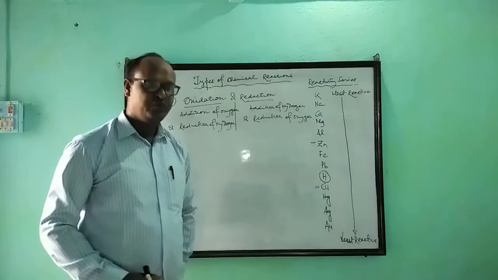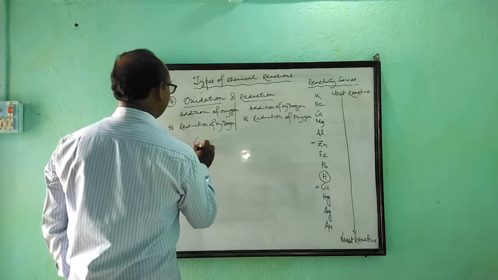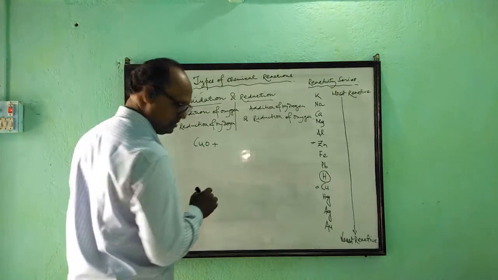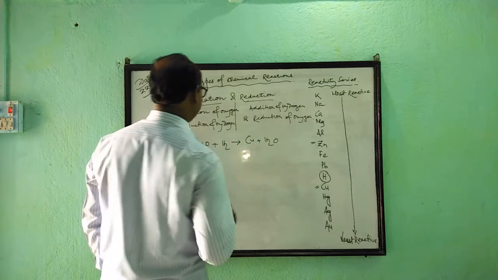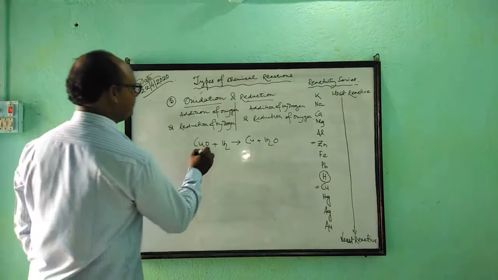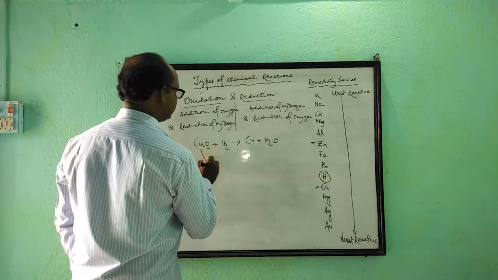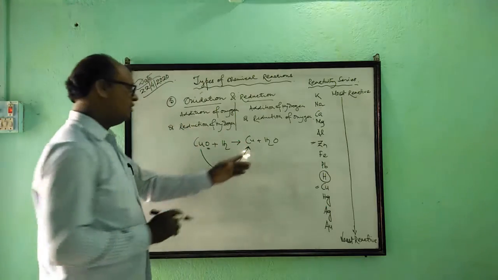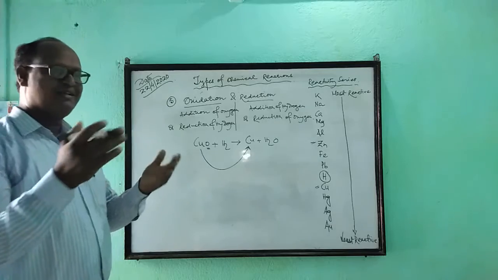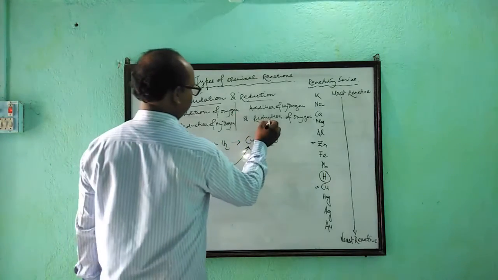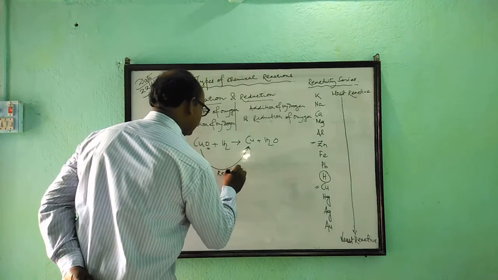An example to understand oxidation and reduction: copper oxide plus hydrogen produce Cu plus H2O. In this case, oxygen is removed from CuO. That is, when oxygen is removed, copper oxide is changed into only copper. And when oxygen is removed, this is called reduction.